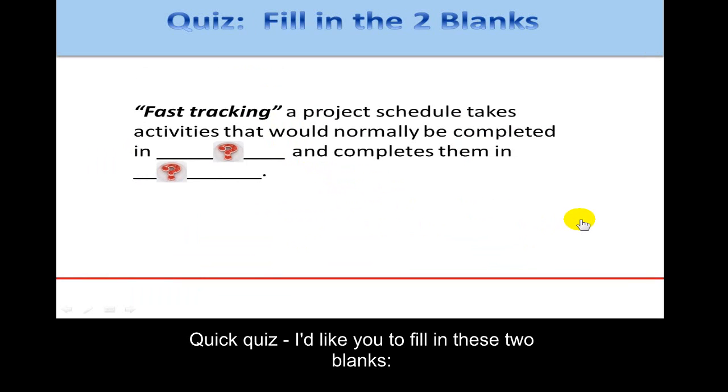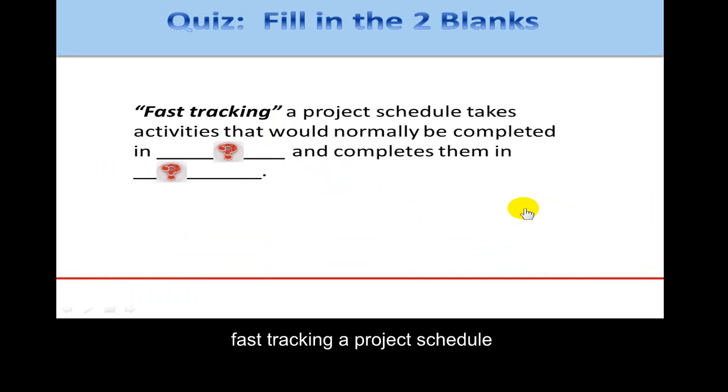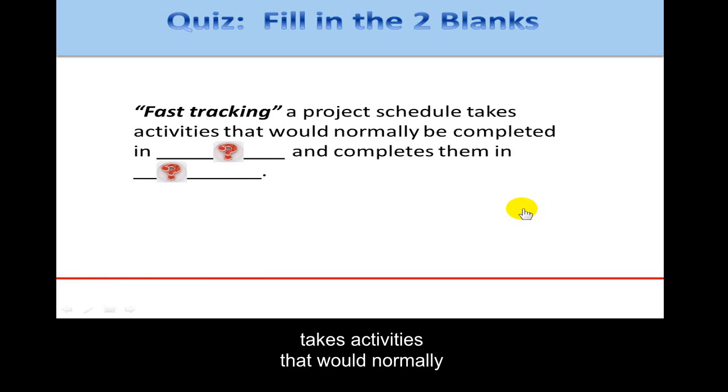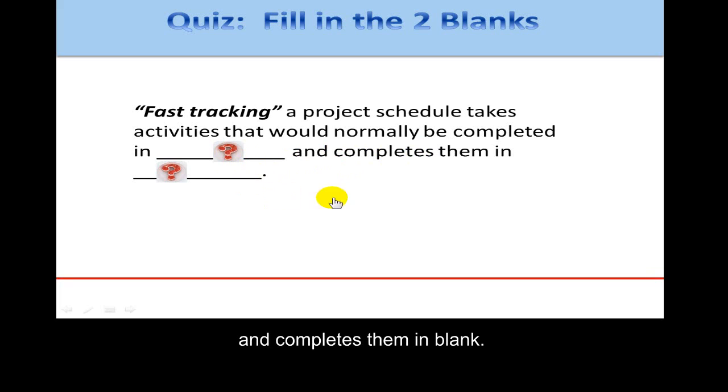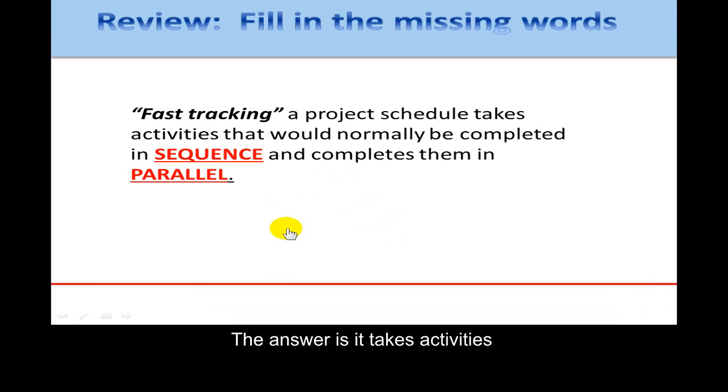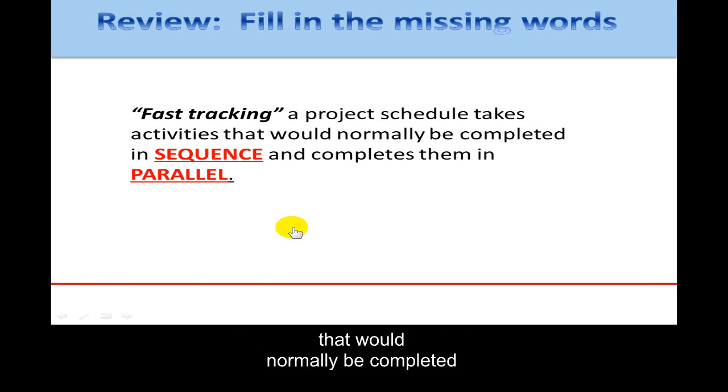Okay, a quick quiz. I'd like you to fill in these two blanks. Fast tracking a project schedule takes activities that would normally be completed in blank and completes them in blank. The answer is it takes activities that would normally be completed in sequence and completes them in parallel.